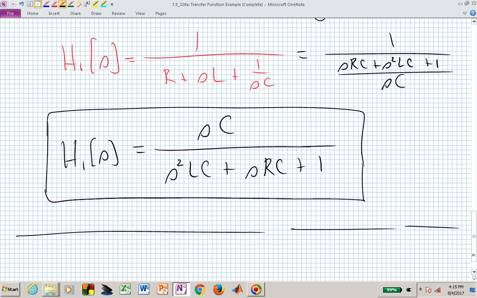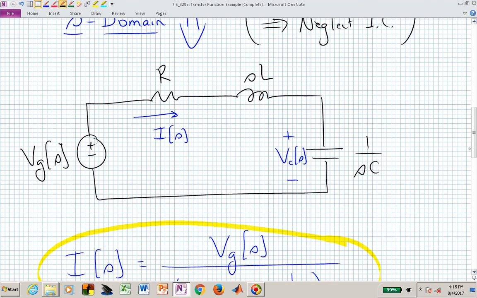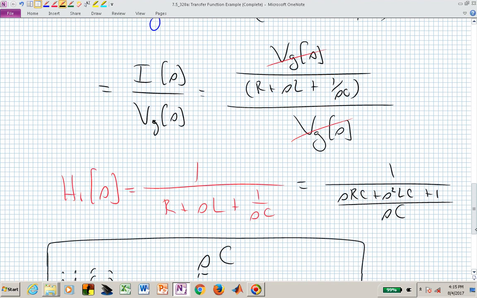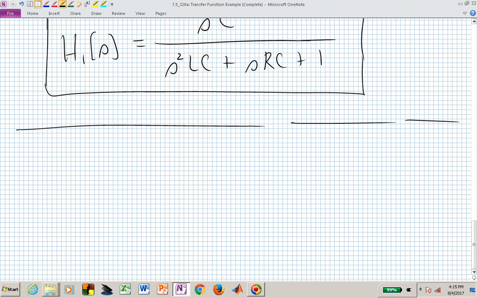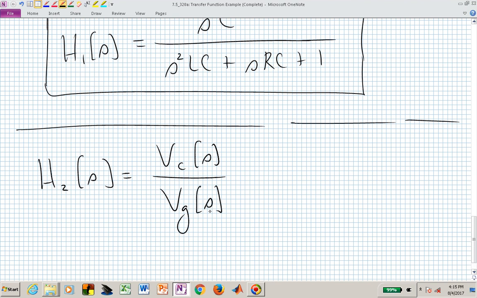Suppose that now somebody said, well, I was really interested in the transfer function between V sub g and the capacitor's voltage V sub c of S. Not a problem. We already know I. We can find V sub c by a quick Ohm's law generalized to be in terms of impedances. So now H sub 2 of S, suppose we want that to be the transfer function between the applied voltage V sub g of S, which is downstairs, that's the Laplace transform of our input, and upstairs in the numerator is the Laplace transform of our output.